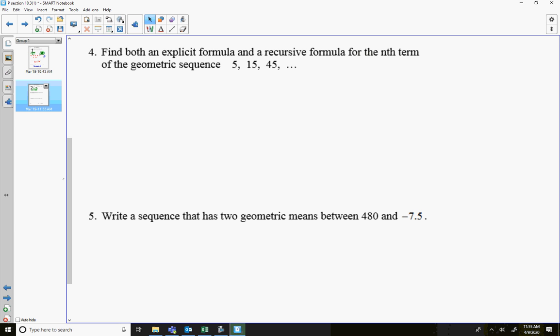All right, number 4. Find both an explicit formula and a recursive formula, just like we did yesterday, for the nth term of this geometric sequence. So first term, we got that. Common ratio, any term divided by the previous. So 15 divided by 5 tells us our common ratio is 3.